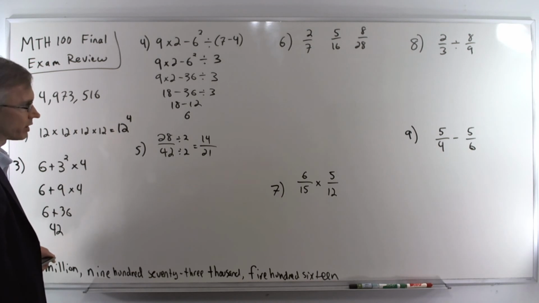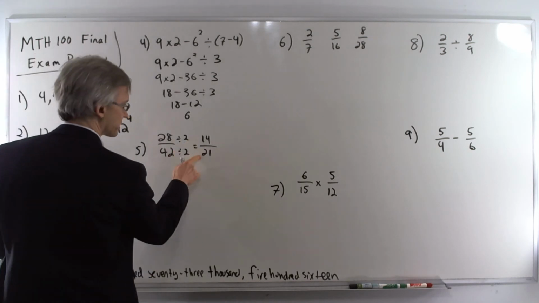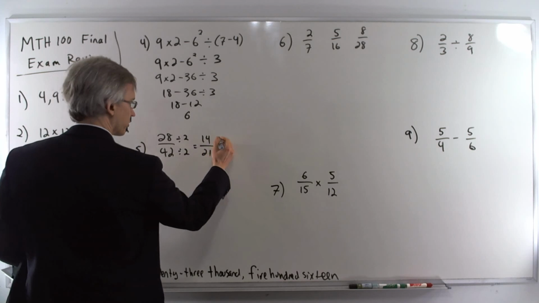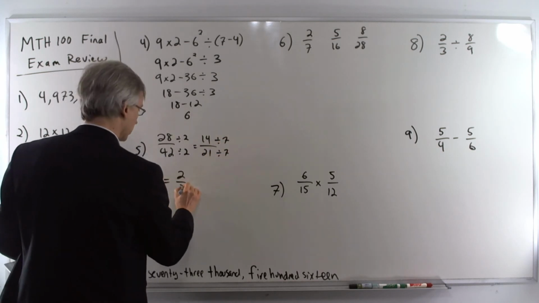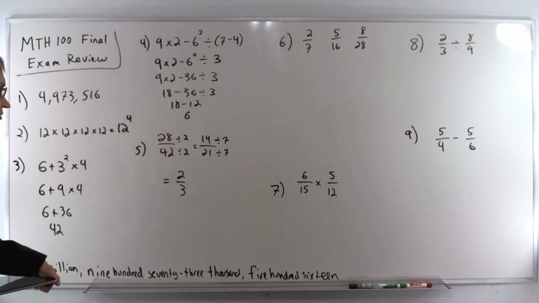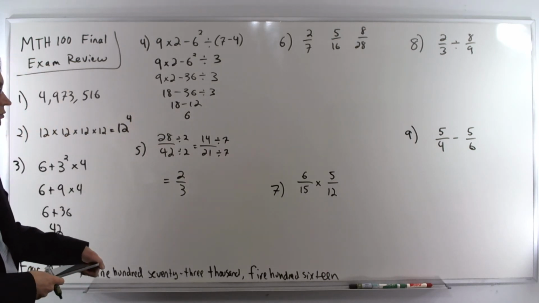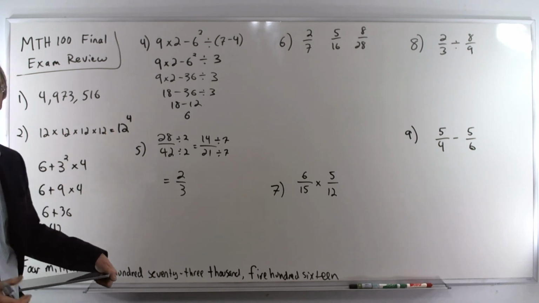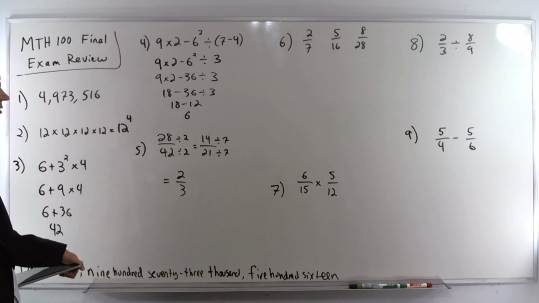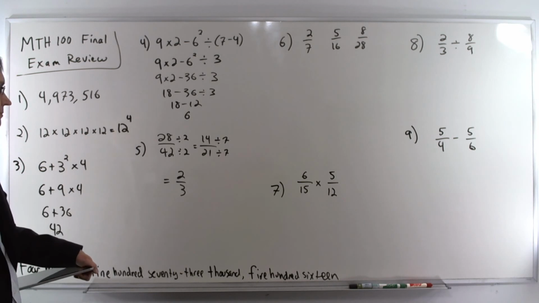And now, are we done? No, because we have a common divisor of 7. 7 divides evenly into 14 and 21. So we'll divide by 7, and we get 2/3. 2/3 is fully reduced. Could have been done in one step by dividing both top and bottom by 14. So it doesn't matter if you want to do it in one step or multiple steps.